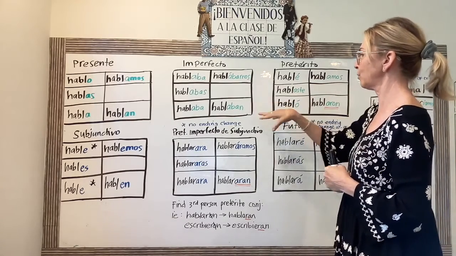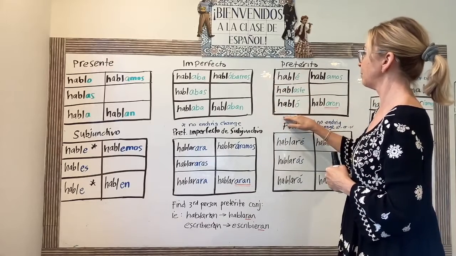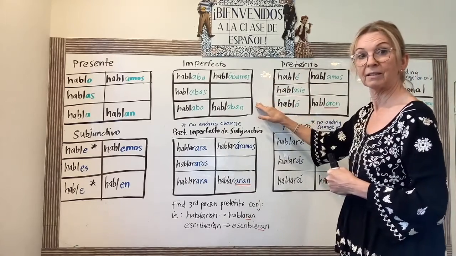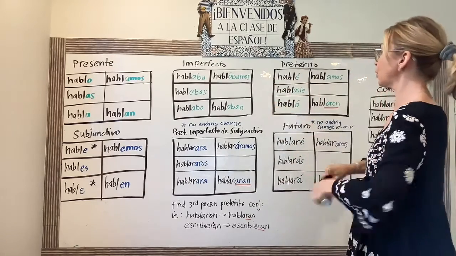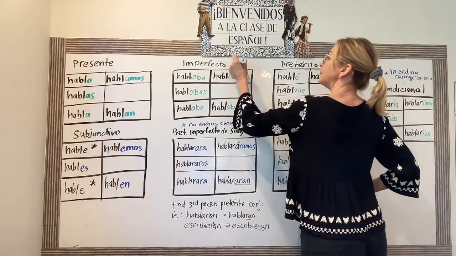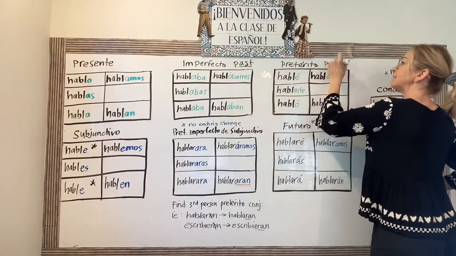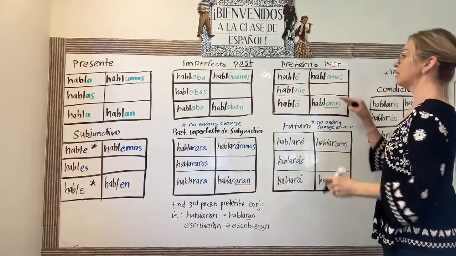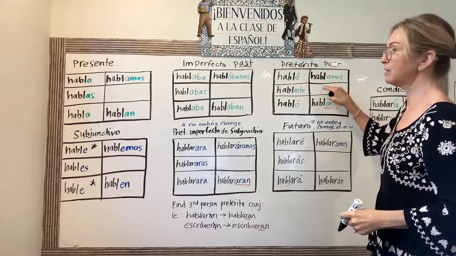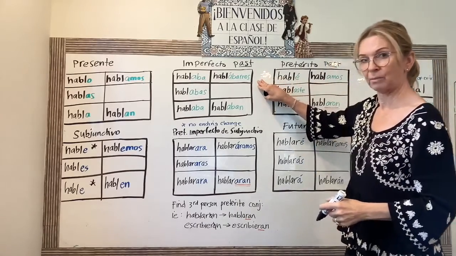And I did this in a different order for a specific reason. But let's go to the imperfect tense. Now the imperfect tense is also past. It's also past tense, but it's used in different circumstances. You use the preterite in certain circumstances and the imperfect in other circumstances.